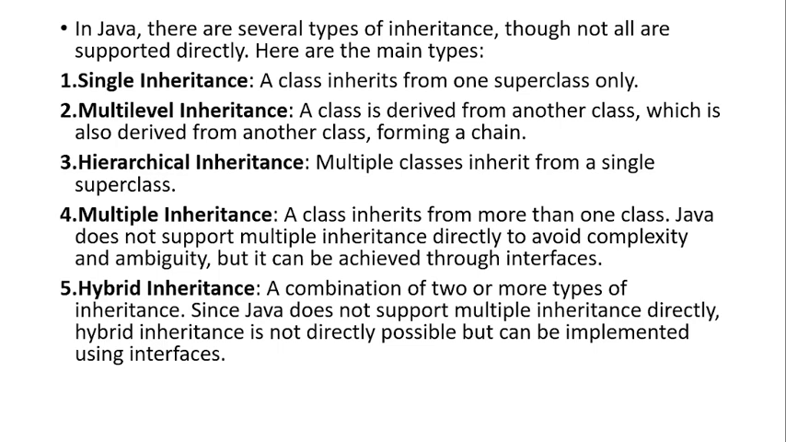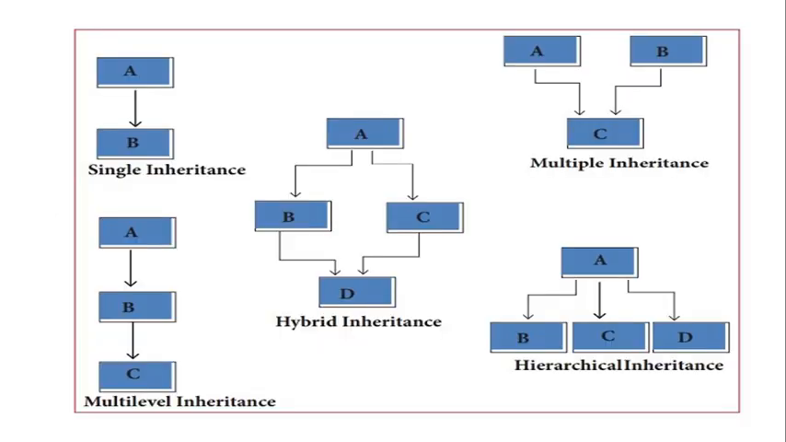Multiple inheritance is when a class inherits from more than one class. Java does not support multiple inheritance, which directly avoids complexity. With the help of an interface only can we achieve multiple inheritance. Interface is the keyword which is used for multiple inheritance. The last one is hybrid inheritance, the combination of two or more types of inheritance. For example, if I am using a multiple inheritance and a single inheritance, I can say it is hybrid inheritance, right?